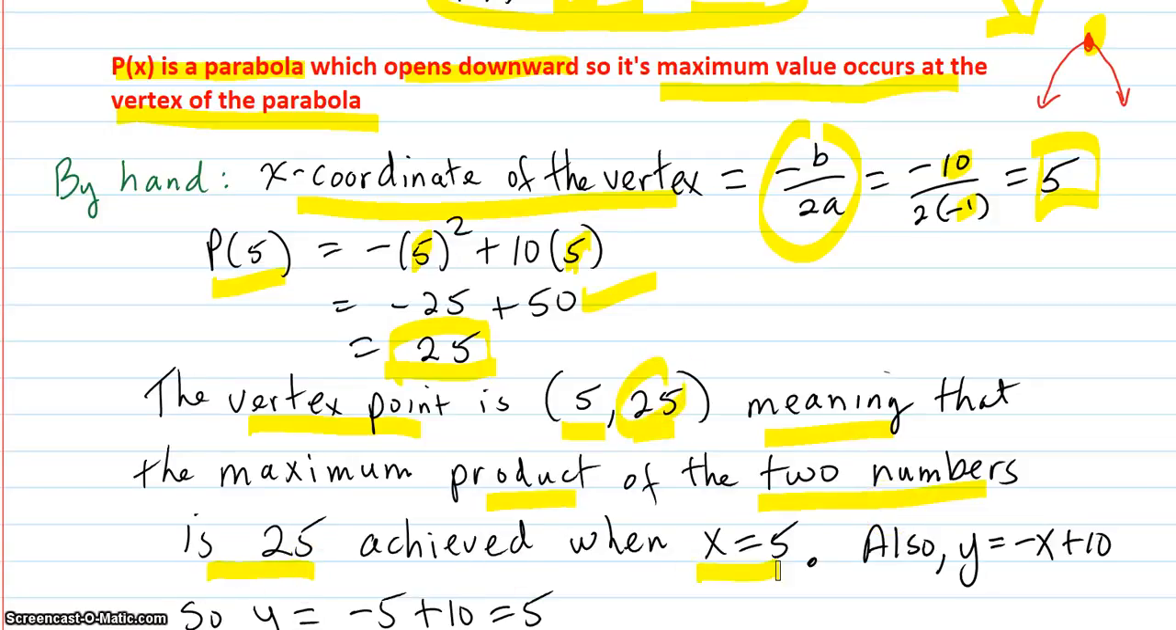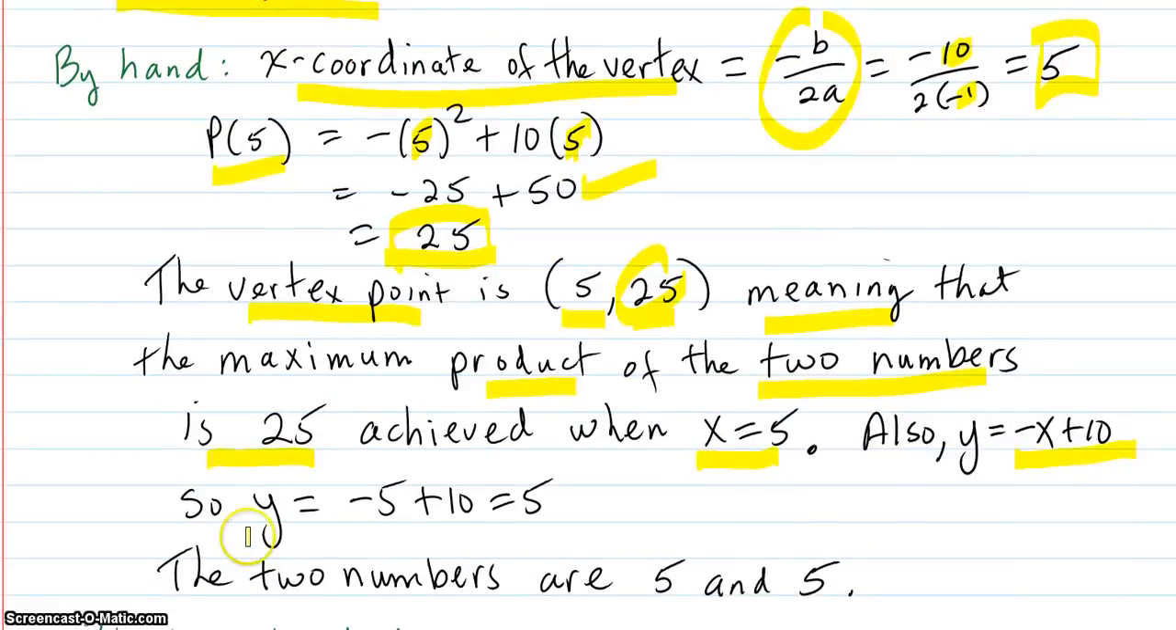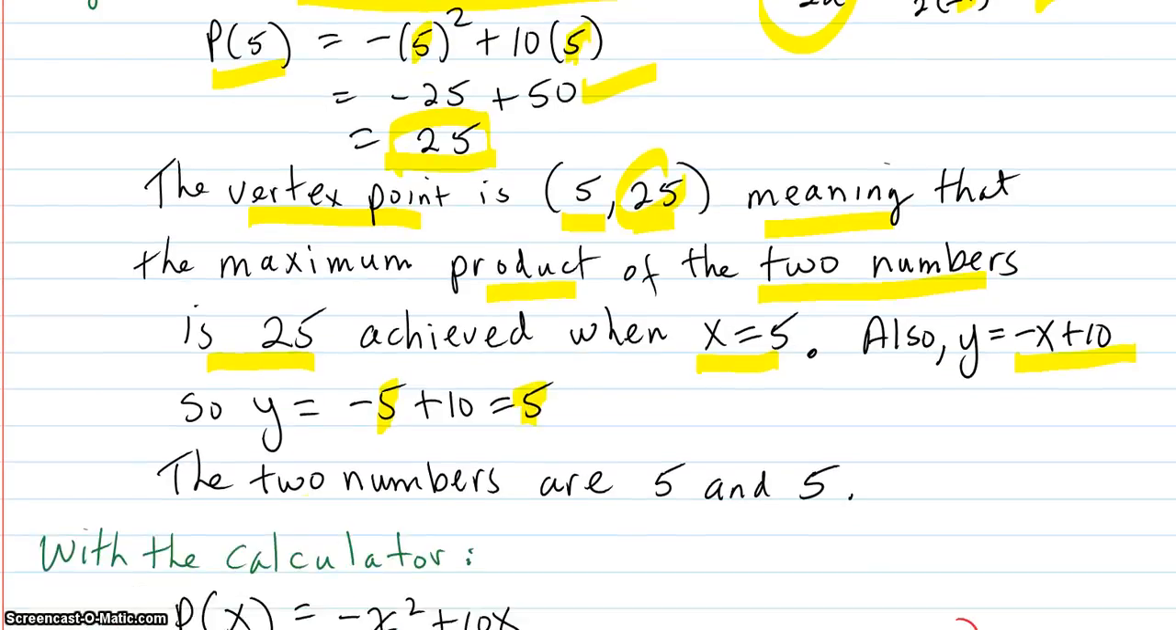So the vertex point is (5, 25), meaning that the maximum product of the two numbers is 25, achieved when x is 5. But we also have to find the other number. So y is the other number, and it's negative x plus 10. So y equals negative x plus 10, which also coincidentally equals 5. So the two numbers that we're looking for are 5 and 5, and the maximum product is 25.